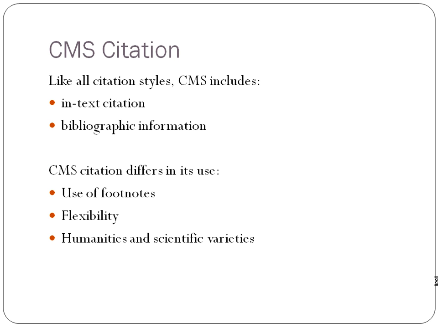Like all styles of citation, CMS includes in-text citation and bibliographic information for every source listed. It differs in its use of footnotes, the flexibility of the style, and the fact that there are two different varieties. In this slideshow, I'm going to show you the humanities variety.